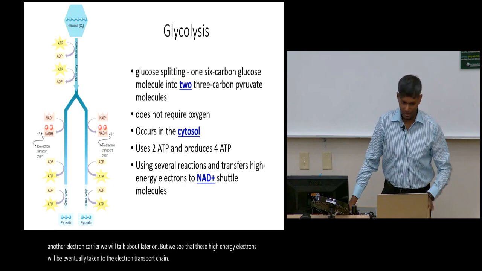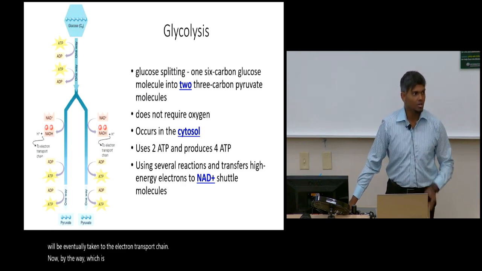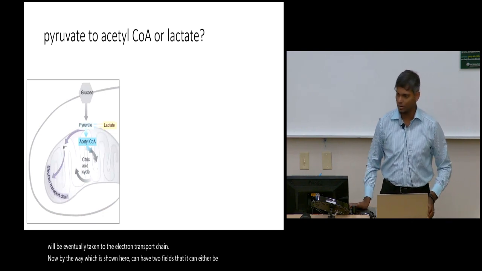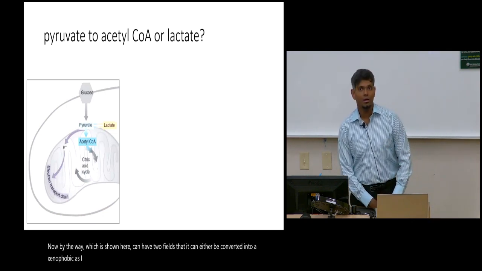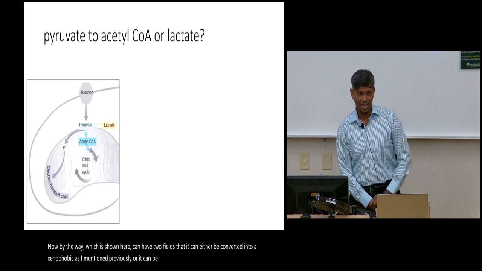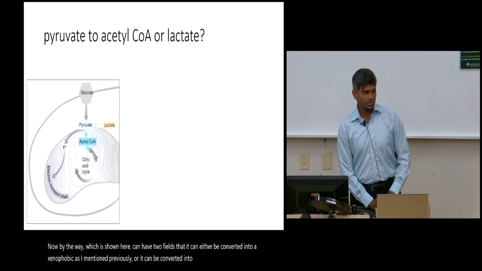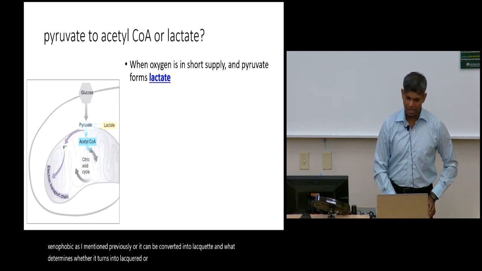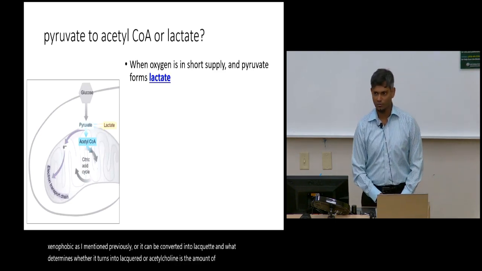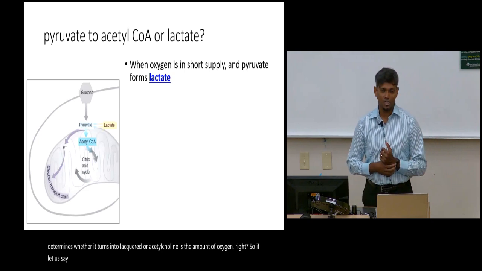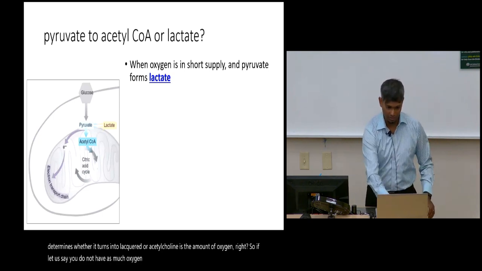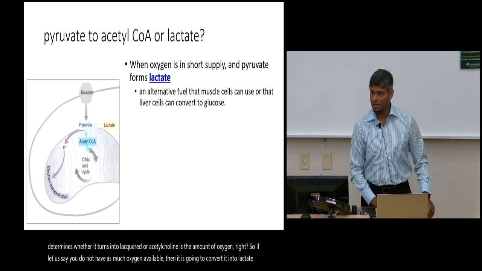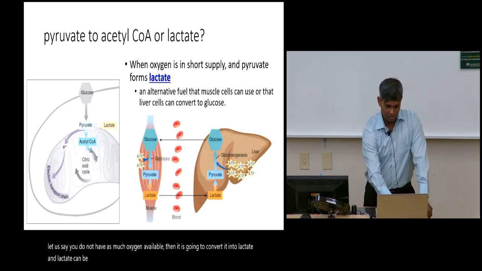Now pyruvate, which is shown here, can have 2 fates. It can either be converted into acetyl-CoA, as I mentioned previously, or it can be converted into lactate. And what determines whether it turns into lactate or acetyl-CoA is the amount of oxygen. So if you don't have as much oxygen available, then it's going to convert it into lactate, and lactate can be moved to the liver.